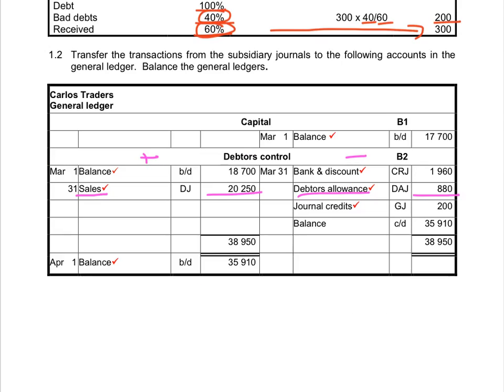In the debtors control account, you will indicate that the total amount that will be used to reduce the debtors is 1,960. Some of this money was received and will be recorded on the debit side of the bank, and some of this money was for discount allowed, and that portion will be debited to the discount allowed account. So it's very important to indicate that this figure includes bank and discount.